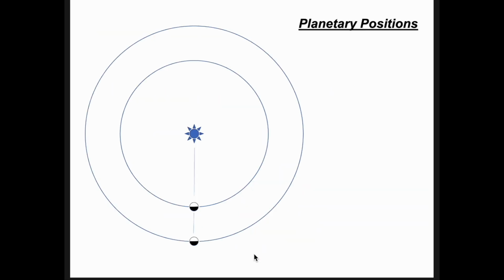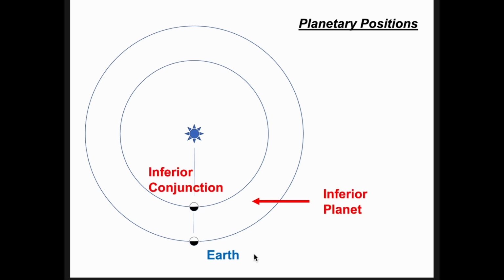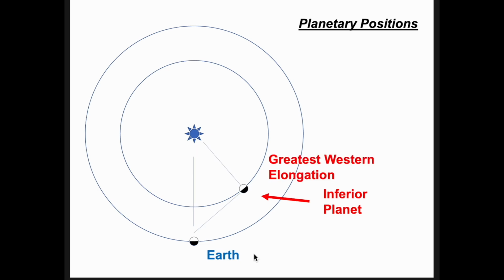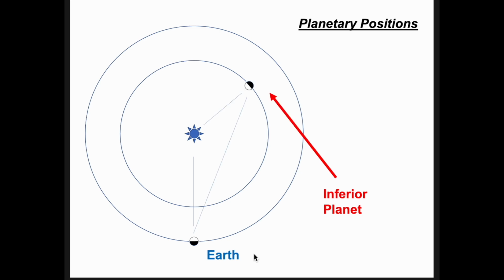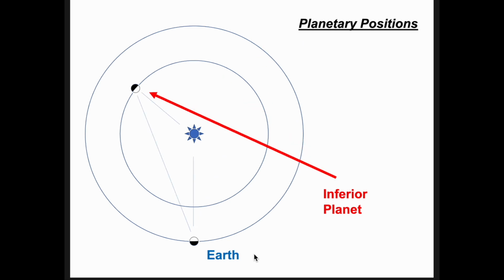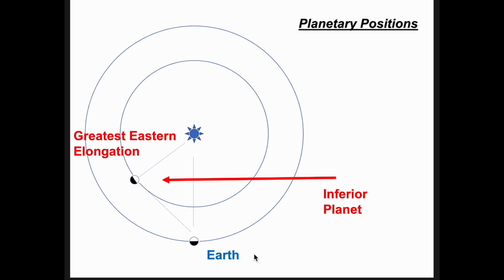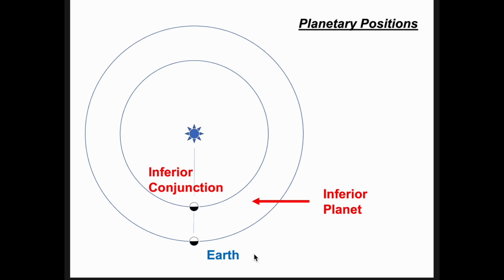Another way to look at that: if this is the Earth, here we have an inferior planet. Right now it's in inferior conjunction. It moves along. We go over to greatest western elongation. It moves along. We don't care about these positions. Hey, look, it's in superior conjunction. It moves along, moves along. Now it's over at greatest eastern elongation. And now it's back to inferior conjunction.